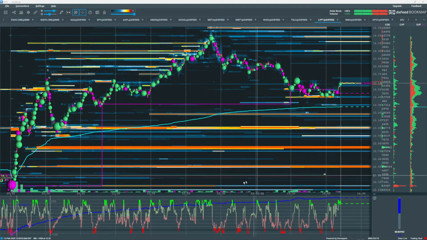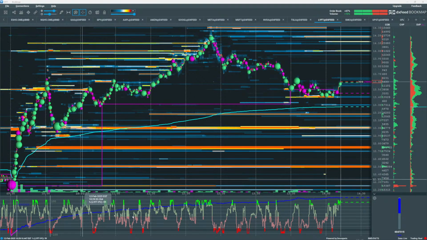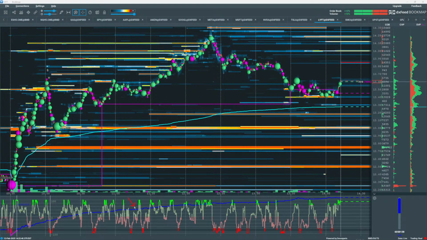There've been a lot of aggressive buyers in Lyft today. You can see all the green volume dots, also the rising cumulative volume delta. That's that dark blue line.